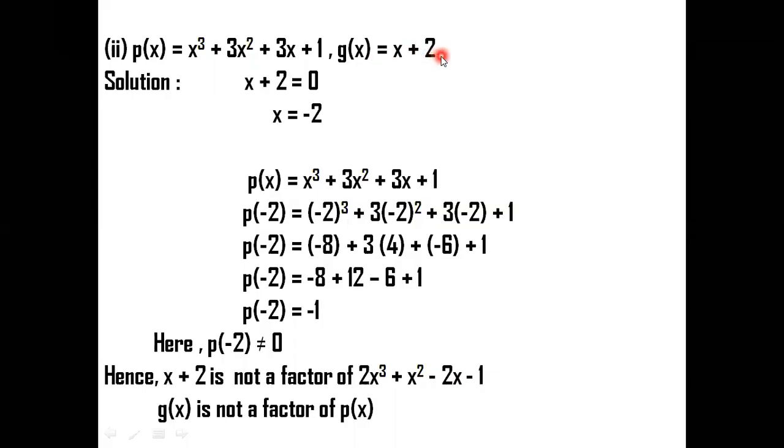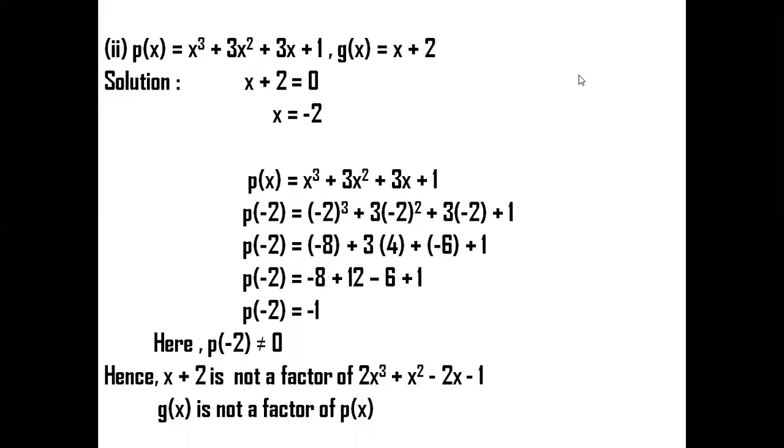Similarly, let us solve the second question, wherein P of x is equal to x cubed plus 3x squared plus 3x plus 2 and G of x is equal to x plus 2. I'll do the same way that I did last time around. To find whether the given polynomial is a factor of the other polynomial or not, all that I shall do is take x plus 2 is equal to 0. So when I took this, what I am getting is x is equal to minus 2.